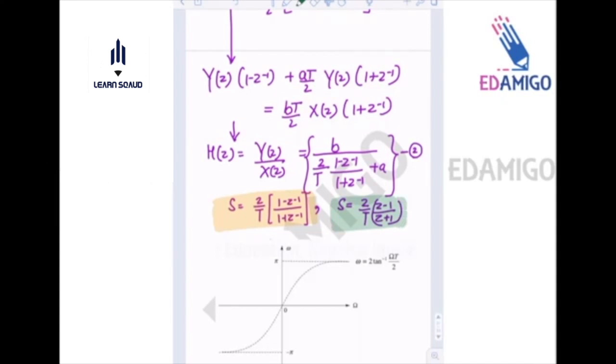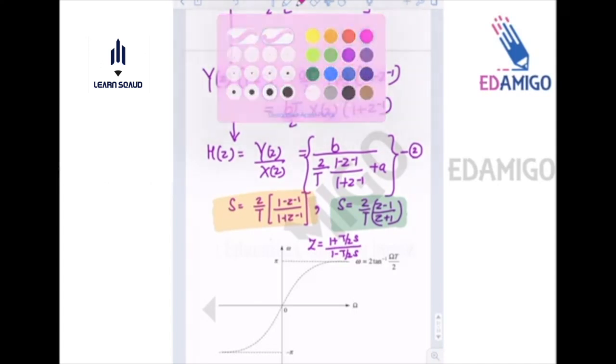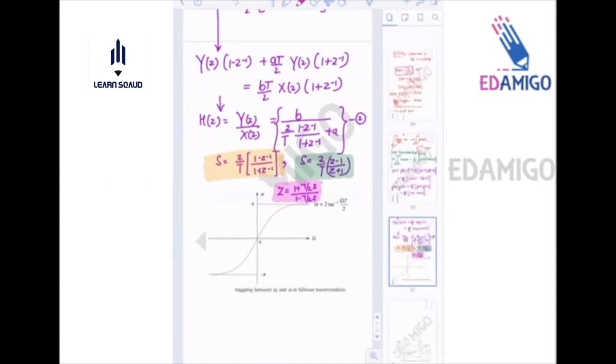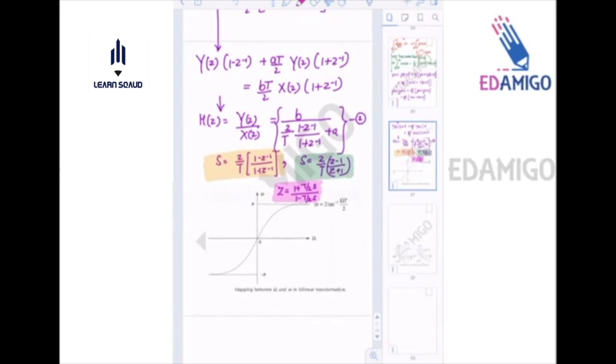Okay, and you can rearrange this equation and you will get that Z is equal to 1 plus capital T by 2S divided by 1 minus capital T by 2S. So these three relationships, you must just have a look at these relationships, because they can ask you questions like in a 1 marker question, like what is the relationship between S and Z.